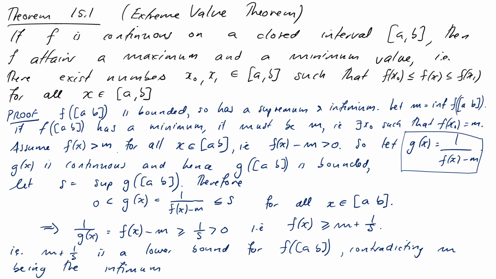So what assumption have we specifically contradicted here? Well, the infimum comes from the boundedness of f of [a,b], so that's not the assumption we've broken. The thing we've broken is the assumption that f of x is greater than m, so that m is just the infimum and not the minimum. Hence m must be the minimum of f of [a,b].